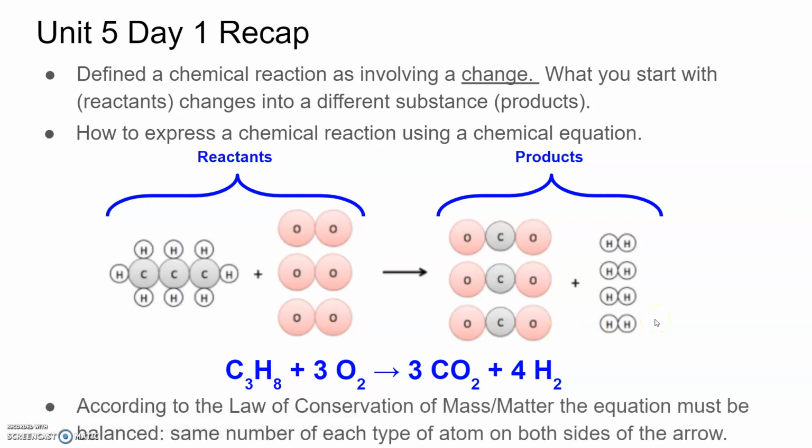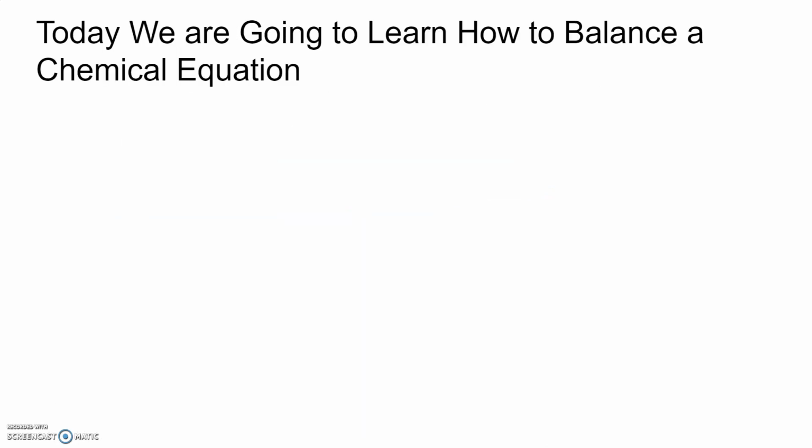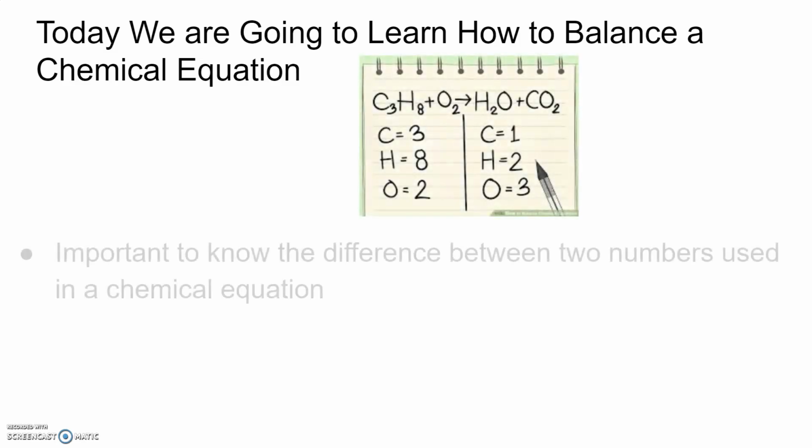We also learned that chemical reaction equations must be balanced according to the law of conservation of mass, also known as the law of conservation of matter. Now, when we say balance, it means that there's the same number of each type of atom on both sides of the arrow. Today, what we're going to do is learn how to balance a chemical equation.